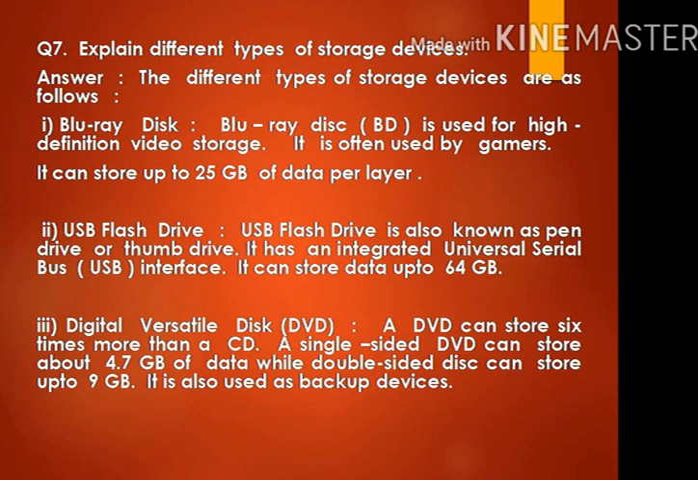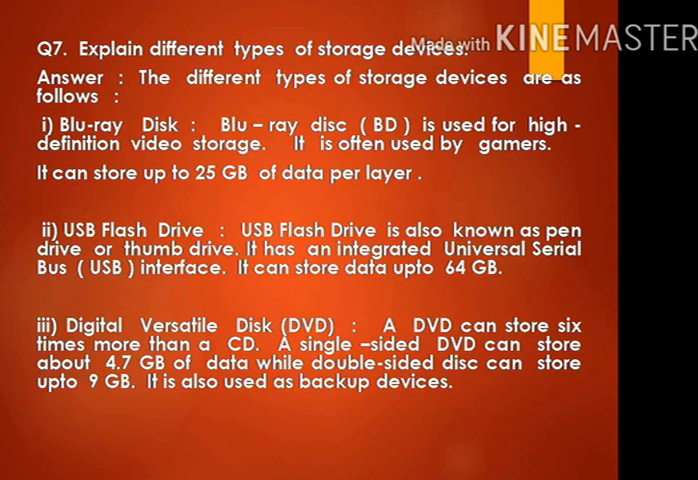Question number 7. Explain different types of storage devices. Answer. The different types of storage devices are as follows. Number 1. Blu-ray disc, in short BD, is used for high definition video storage. It is often used by gamers. It can store up to 25 GB of data per layer.